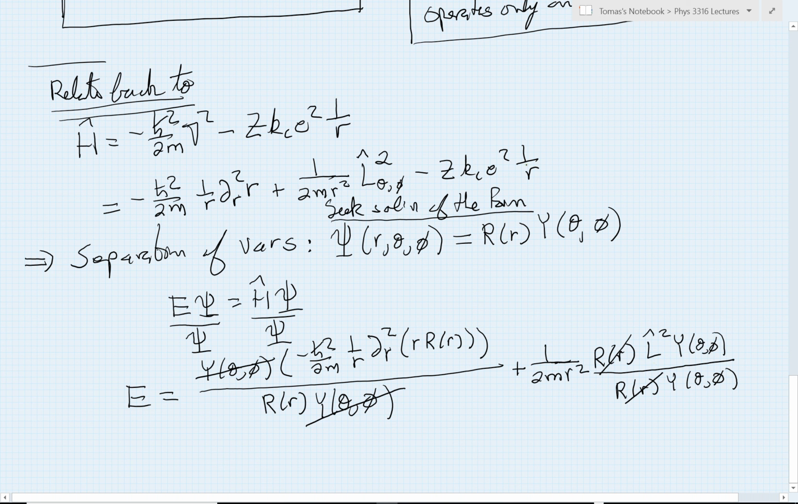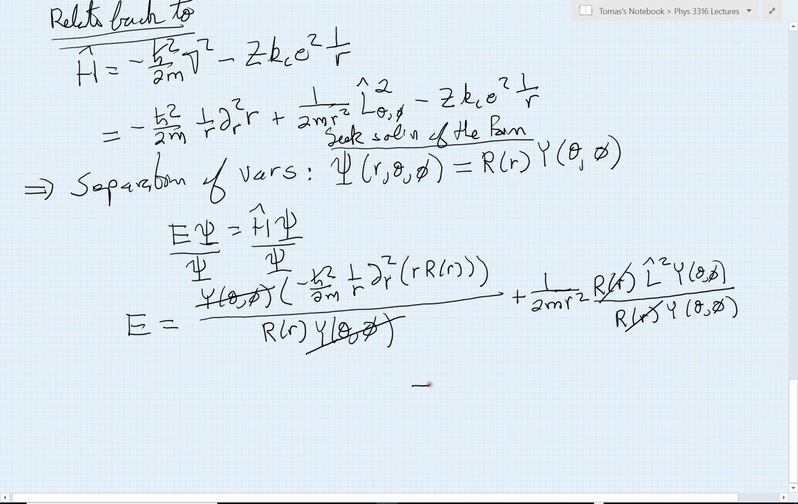But fortunately, the third term is pretty easy to handle. It's minus Z Coulomb's constant e squared times 1 over r. Technically speaking, I have to apply that, which is just multiplication, to R of r times Y of theta phi. And then, of course, after I've applied this piece of H to my psi, I divide by my psi right back again. So those two terms will very nicely cancel out in both cases.